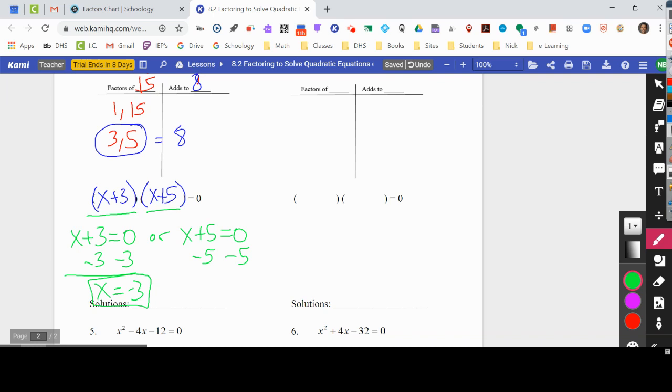So in the second part here, we subtract 5, we subtract 5, so we get x is equal to negative 5. Those are my 2 solutions for that problem.